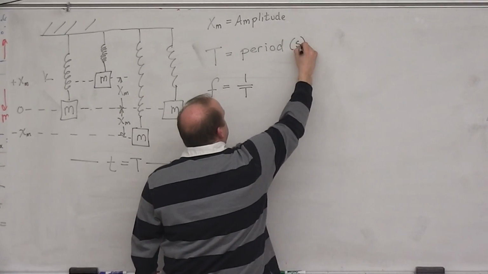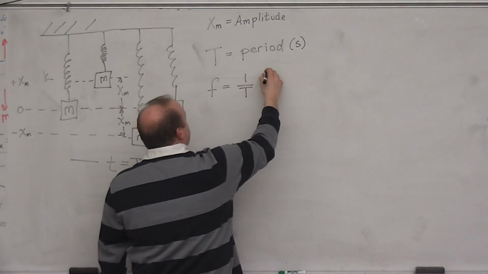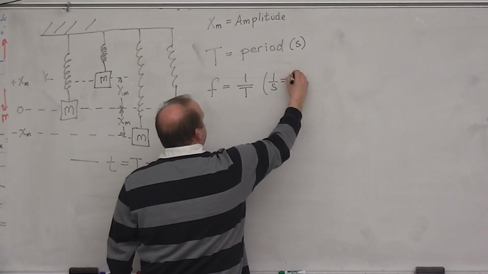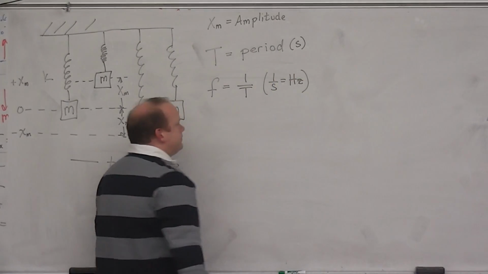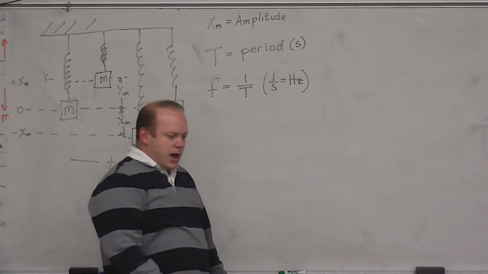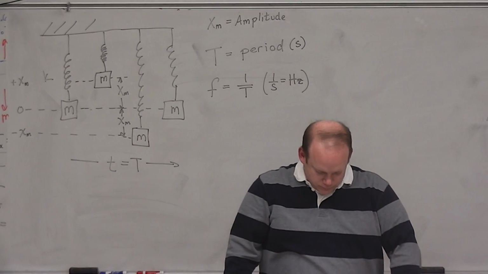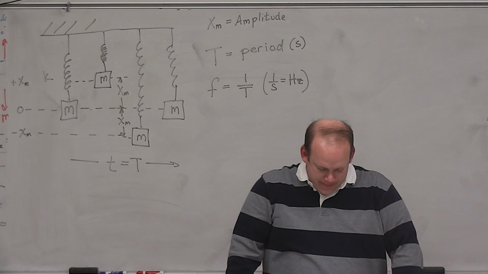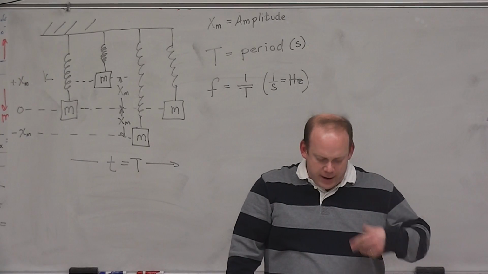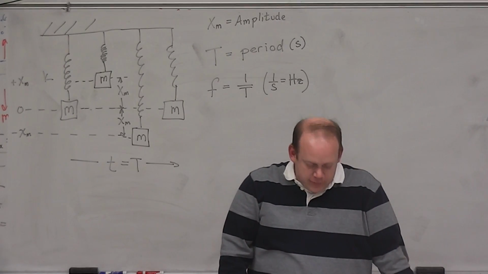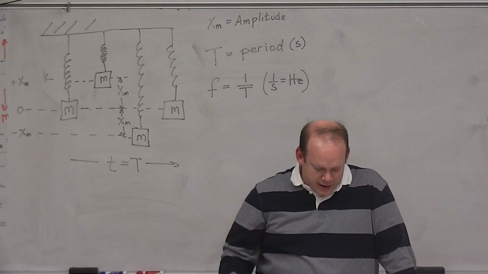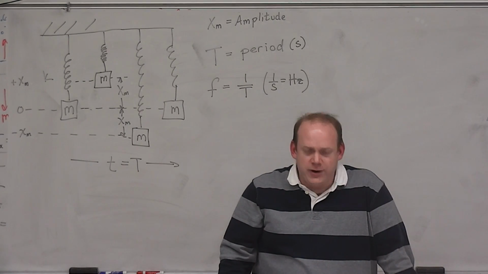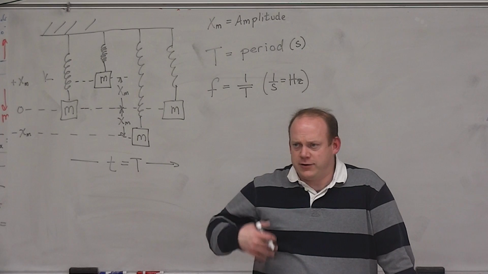Period is measured in seconds. Frequency is measured in 1 over seconds, which is equal to hertz. Okay. So now what we want to do is come up with a term. We're going to look at what's called angular frequency, omega. We've talked about angular motion before, but this is talking about it in terms of periodic motion. We want to see how long it takes to repeat.